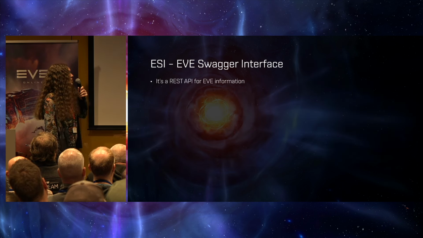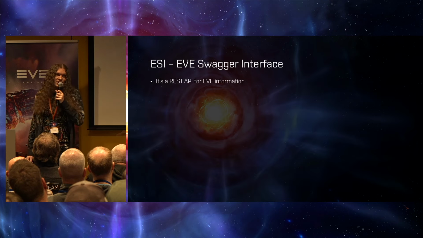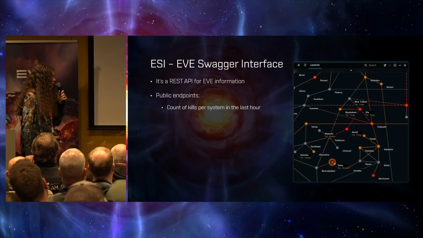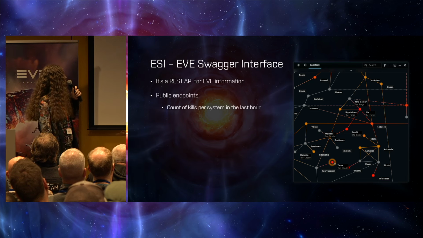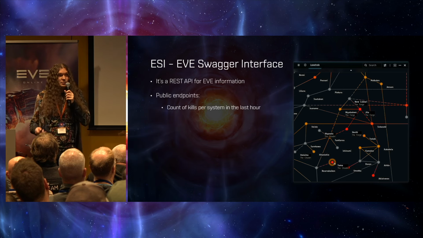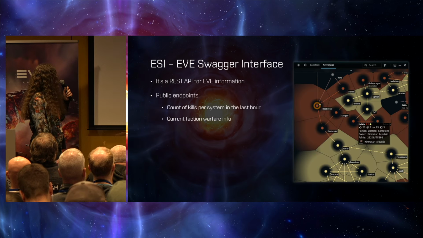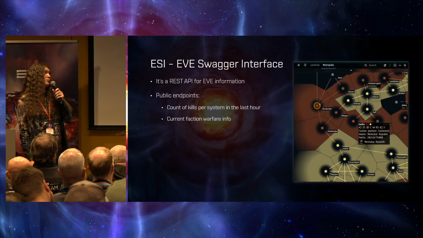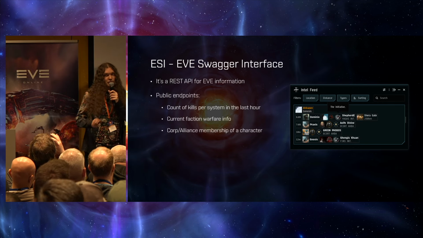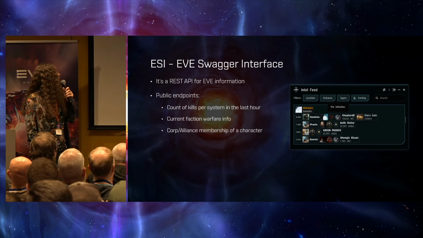Which gets us to ESI. ESI is an API for all kinds of EVE information. For example, on this screenshot, the Rift map is showing you the number of kills per system in the last hour. And the way it knows that is because there's an endpoint in ESI that can tell you that. Same for stuff like faction warfare info or character memberships. You can check that a given character is a member of a particular corporation or particular alliance.